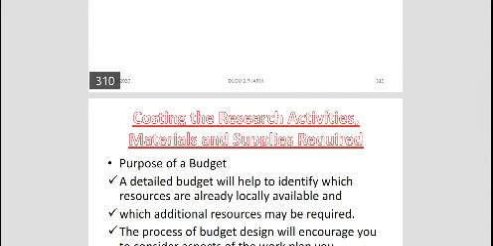Now we come to the reality of whatever we tried to point out on research activities. So let's get to costing the research activities, materials and supplies required. Because in every part of the research activities, there are costs which will be incurred. And it should be analyzed and shown in the budget clearly, crystal clear, showing what the real cost is.